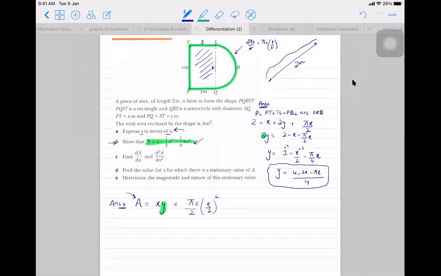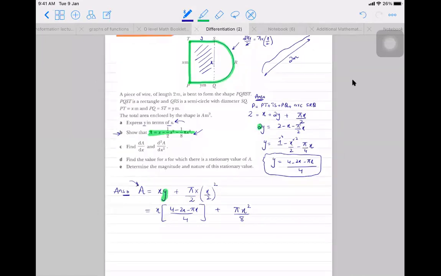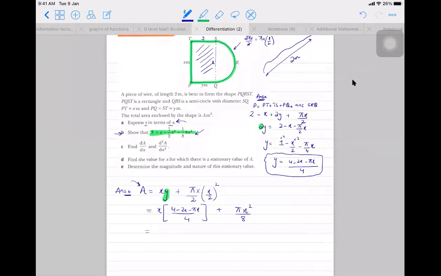Now to show this, I'm going to replace Y with 4 minus 2x minus pi x upon 4, and this is going to be pi x square upon 8. If you multiply this and divide and separate the terms, you're going to get 4x minus 2x square minus pi x square over 4. I'm splitting up the terms so that I can show what the examiner wants me to show.